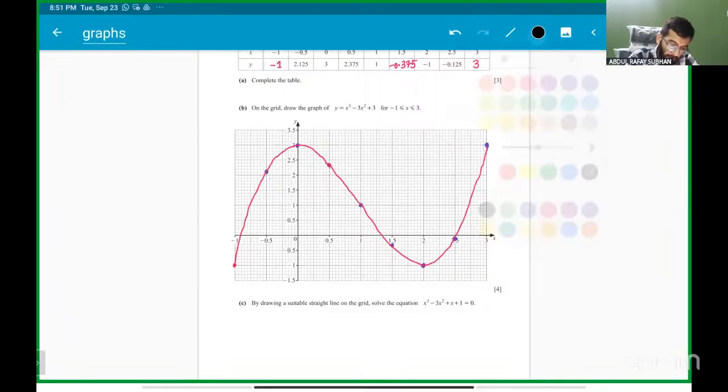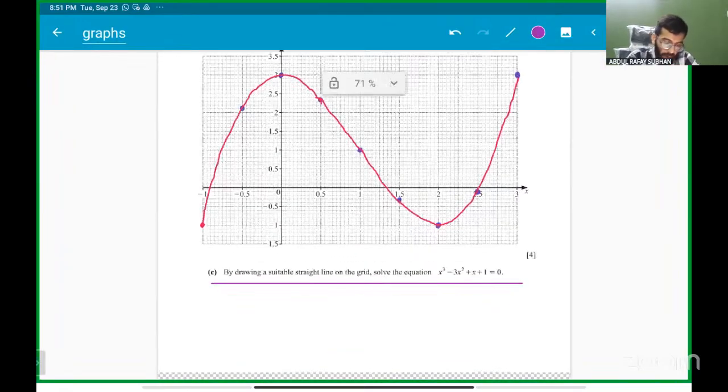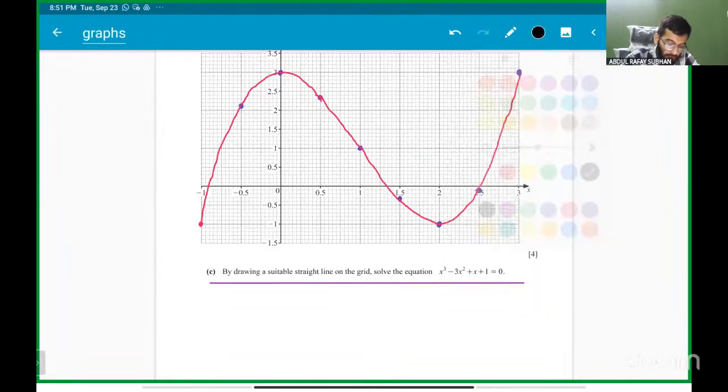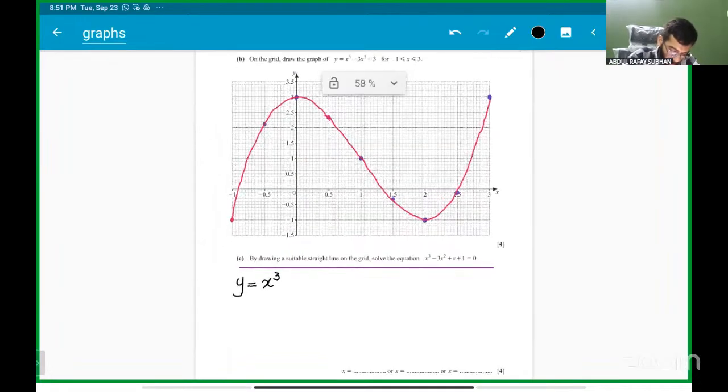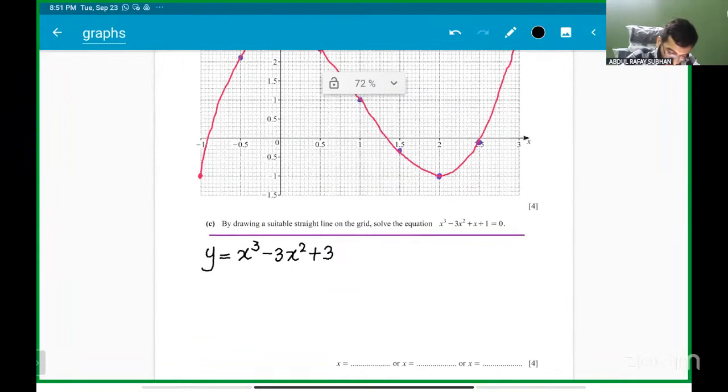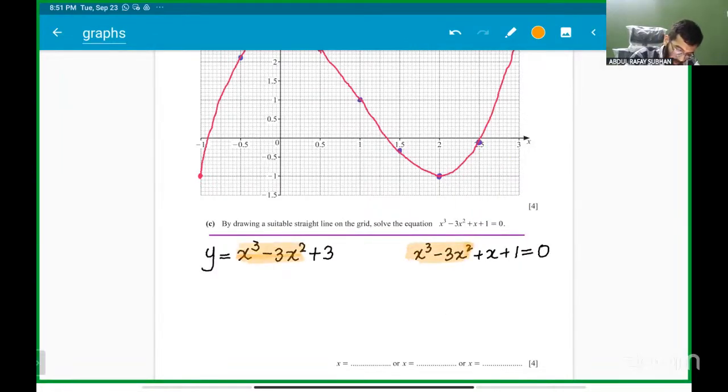The next one is, by drawing a suitable straight line on the grid. Again, you just copy paste the original question and try to manipulate and get the values. It will be y equals x cube minus 3x square plus 3, and the other one will be x cube minus 3x square plus x plus 1 equals 0. So what's going to happen is basically, sir, what's the common between them? As you can see, the common between them is x cube minus 3x square.